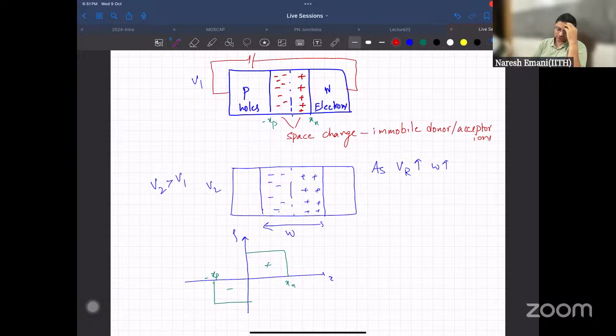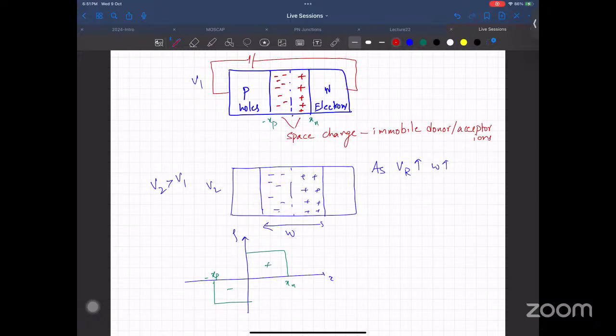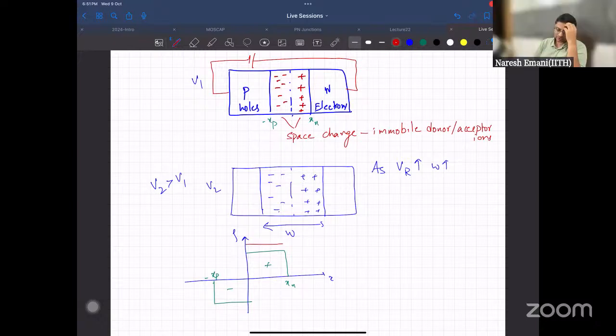I'll give you two options. One option is this: the negative charge and the positive charge are increasing, correct? So essentially, you have a larger amount of charge here. And I'll give you another option where you have the charge profile to be this.